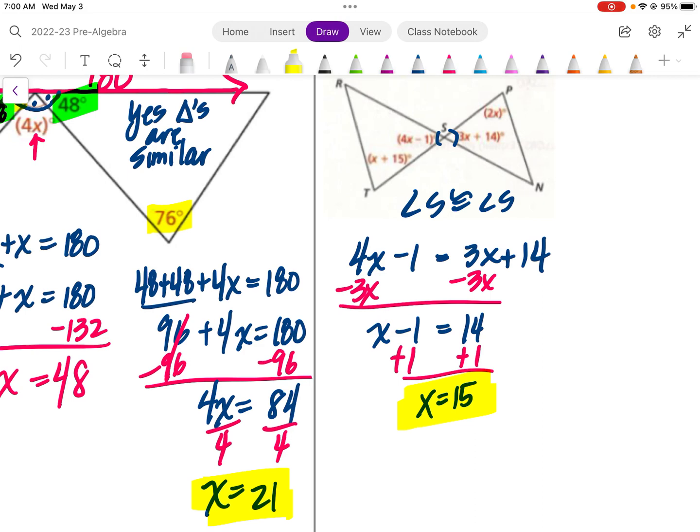So let's start with this guy right here. 4 times 15 is 60 minus 1 is 59. So that's a 59-degree angle. 3 times 15 is 45 plus 14, I'm doing this angle right here, is also 59. So again, I just proved that those are both 59-degree angles.